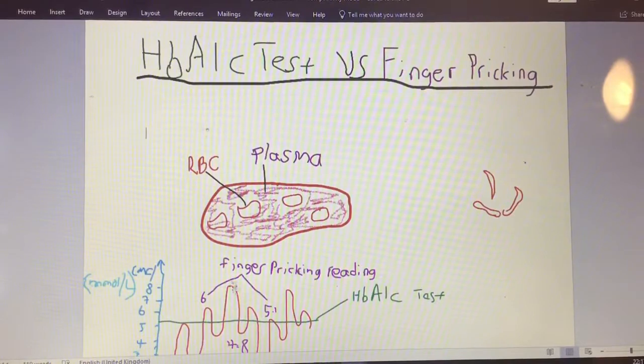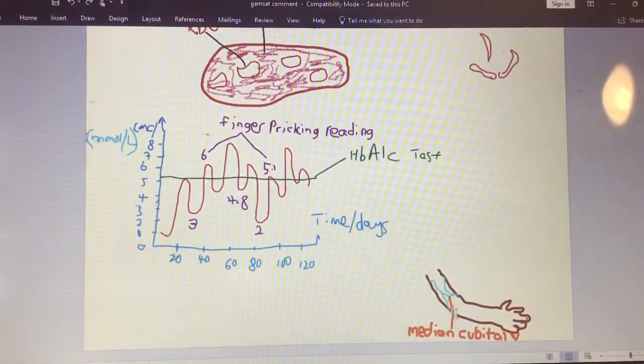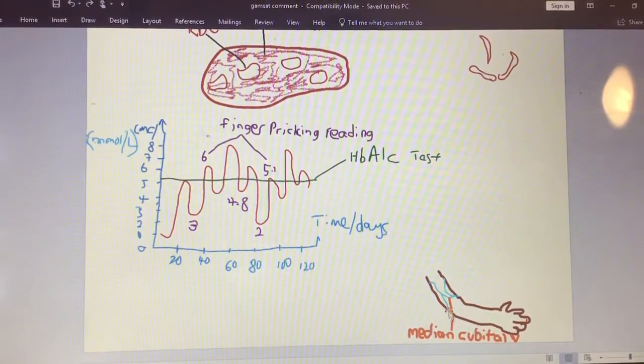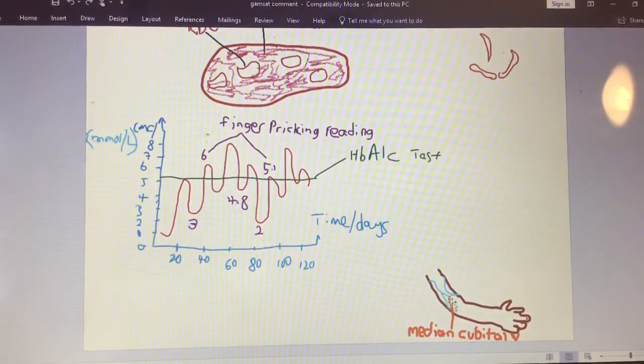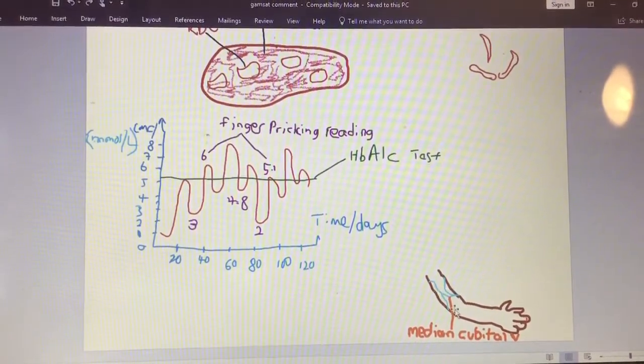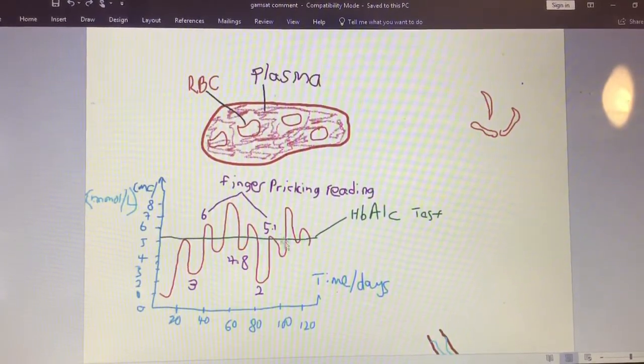So if you draw a blood sample from a patient, actually the blood is taken specifically from the medial cubital vein in the cubital fossa in the arm. Right, this is where you take the blood sample for the HbA1C test.